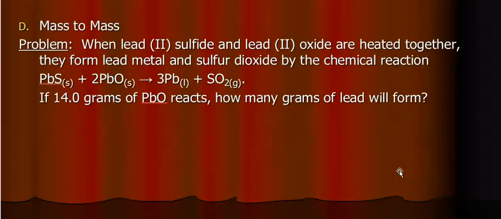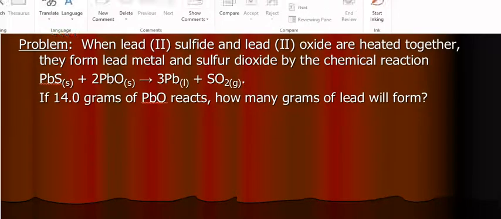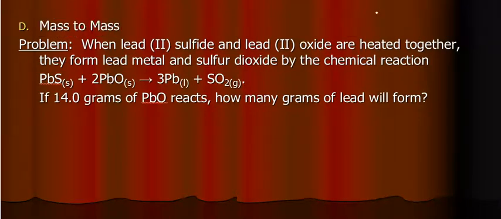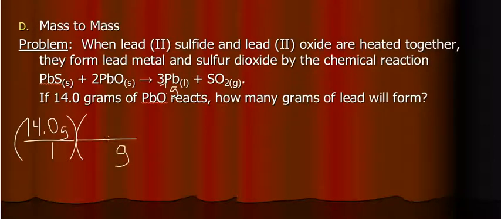And then finally we can do a mass to mass problem. 14 grams of lead oxide. I want to know how many grams of lead will form. I'm going to start with a 14 of lead oxide. I have to go back to moles. Moles is my intermediate. So I need the mass of lead oxide from the periodic table in 1 mole. The mass is 223 grams from the periodic table.